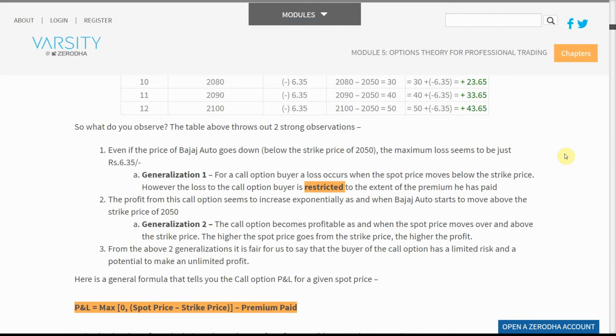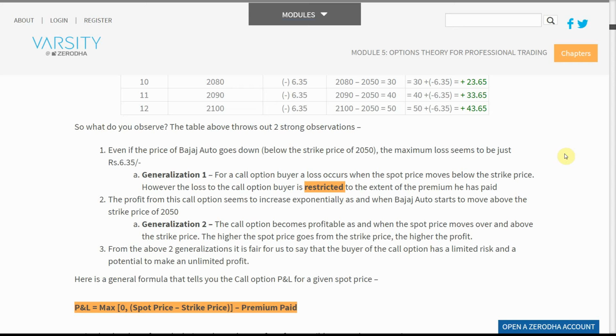The profit from this call option seems to increase exponentially as and when Bajaj Auto starts to move above the strike price of 2050. Generalization 2: the call option becomes profitable as and when the spot price moves over and above the strike price. The higher the spot price goes from the strike price, the higher the profit. From the above two generalizations, it is fair for us to say that the buyer of the call option has a limited risk and potential to make an unlimited profit.